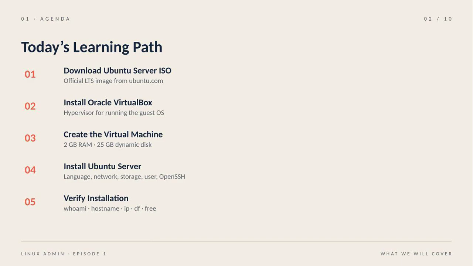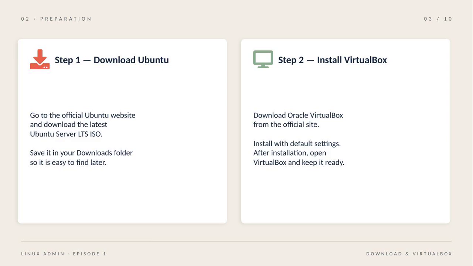Let's get started. The first thing we need is the Ubuntu Server installation file, also called the ISO image. Open your browser and go to the official Ubuntu website. Download the latest Ubuntu Server LTS version. Save it somewhere easy to find, such as your Downloads folder. Once the download is complete, we'll move to the next step.